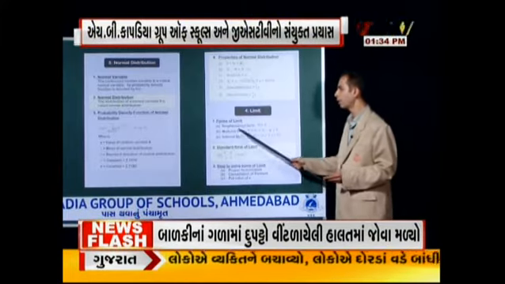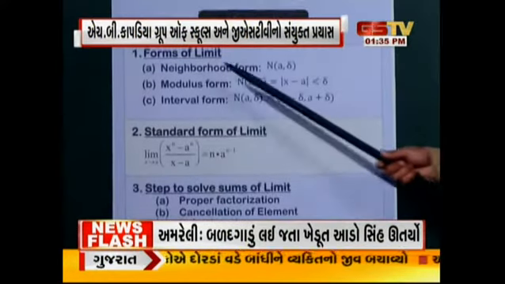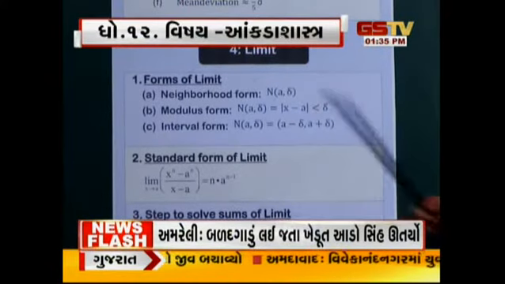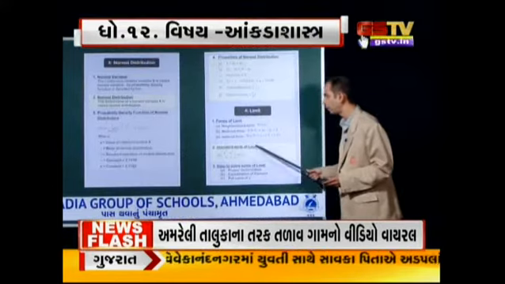So you have to remember three important forms of the limit. I repeat, neighborhood form, modulus form and interval form. Now come to the next topic, standard form of limit.